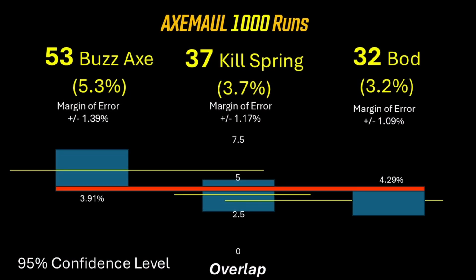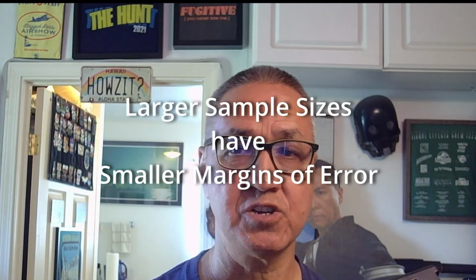Now, McPorry in the comments to K6's video described running Axmal 1,000 times with the following results: Buzz Axe 53, 5.3%, Kill Spring 37, 3.7%, and BOD 32, 3.2%. Okay. The Buzz Axe again came out on top, but this time doing the math, there is an overlap. And the overlap shows up even though this sample size was twice as large, which reduces the margins of error.